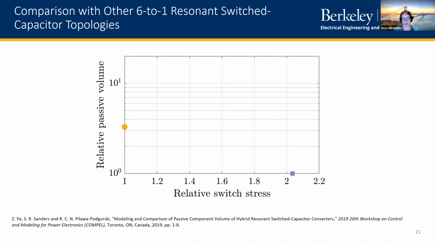And so this one is kind of the opposite. So now we have essentially the theoretical minimum of passive volume, but we have higher switch stress. And so, sorry, these labels are not included, but Rose, if you have the paper, you can just pull it up. Oh, sure, yeah. One second.